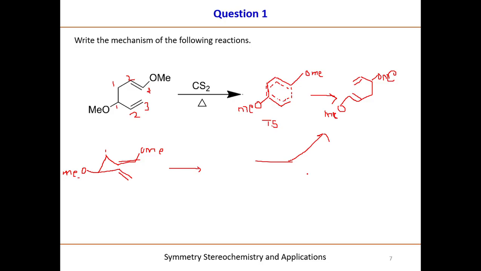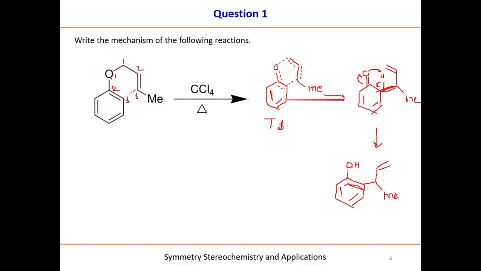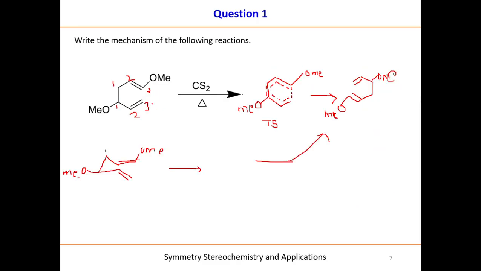The next rearrangement is the Cope rearrangement. The Cope rearrangement is a similar type of rearrangement to the Claisen rearrangement. The only difference is that here we don't have any heteroatom. This is also a 3,3-sigmatropic shift, but without a heteroatom. In the Claisen rearrangement, oxygen is involved in the 3,3-sigmatropic shift, but here it is not there. So this is again a concerted mechanism, followed in a similar way as the Claisen rearrangement reaction.